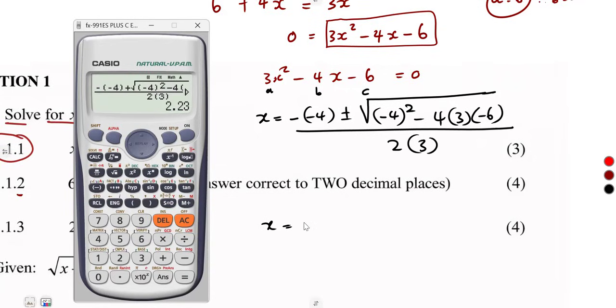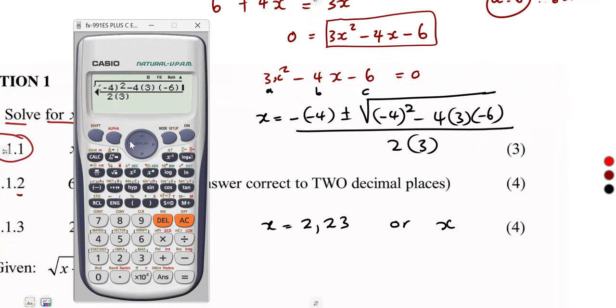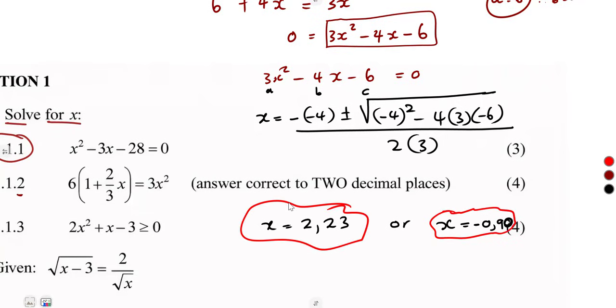2,23. Or x is equal to, I'm just going to change here and put a negative. Let us have a negative on this one. So that is going to give us negative 0,902, to 2 decimal places. You must have that 0 there. So these were our solutions to 2 decimal places from that quadratic equation.